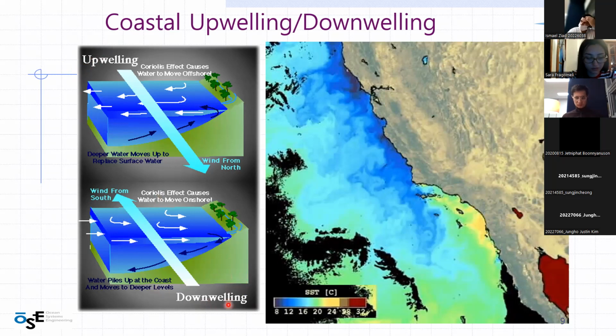Downwelling has the opposite wind direction, and surface water goes downward. It transports warm and nutrient-poor water downward, and it is not associated with high productivity and abundant marine life.